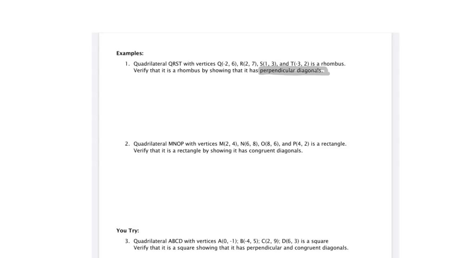Since it's asking us about the perpendicular diagonals, we're going to need to calculate the slope for each of the diagonals. So here we have our sketch of QRST. The next thing that we're going to do is look at the two diagonals. T to R is our first diagonal, and then our second diagonal would be Q to S. So two diagonals. I'm going to write that, diagonals. We have QS is one diagonal, and then our other was TR.